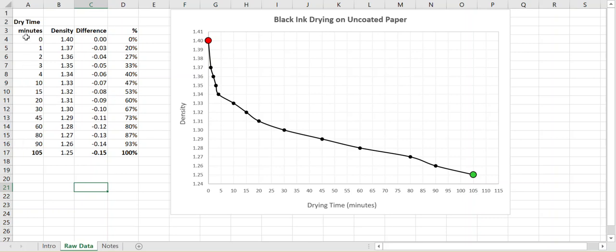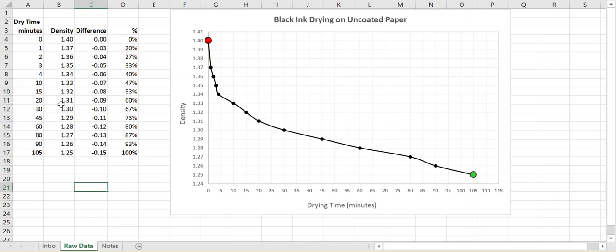So at 0 minutes, the ink was fresh and wet right out of delivery. And then a minute later, I measured it, got 137, so it dropped 3 points. 2 minutes later, its density was 136, so it dropped 4 points. 3 minutes later, I measured its density at 135. That means it dropped 5 points total. And then we went to 105 minutes, which is an hour and a half or more. And after an hour and a half, or 105 minutes, the black dried back or dried down 15 points.